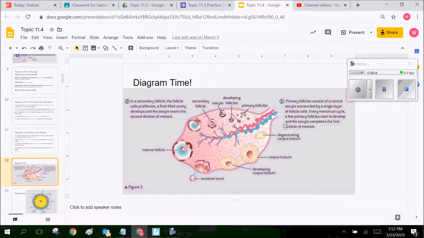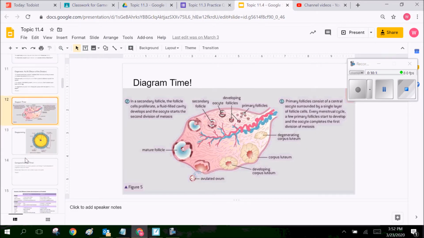Okay, so here we see these are the primary follicles, developing follicles. We have our oocyte here, our secondary follicle. Okay, mature follicle with the secondary oocyte, it's waiting, waiting. Will it be fertilized? It releases the ovulated ovum. Will it be fertilized? If so, then this stuff will stick around. If not, then it'll degenerate into a corpus luteum and die off, and the ovulated ovum will be passed.